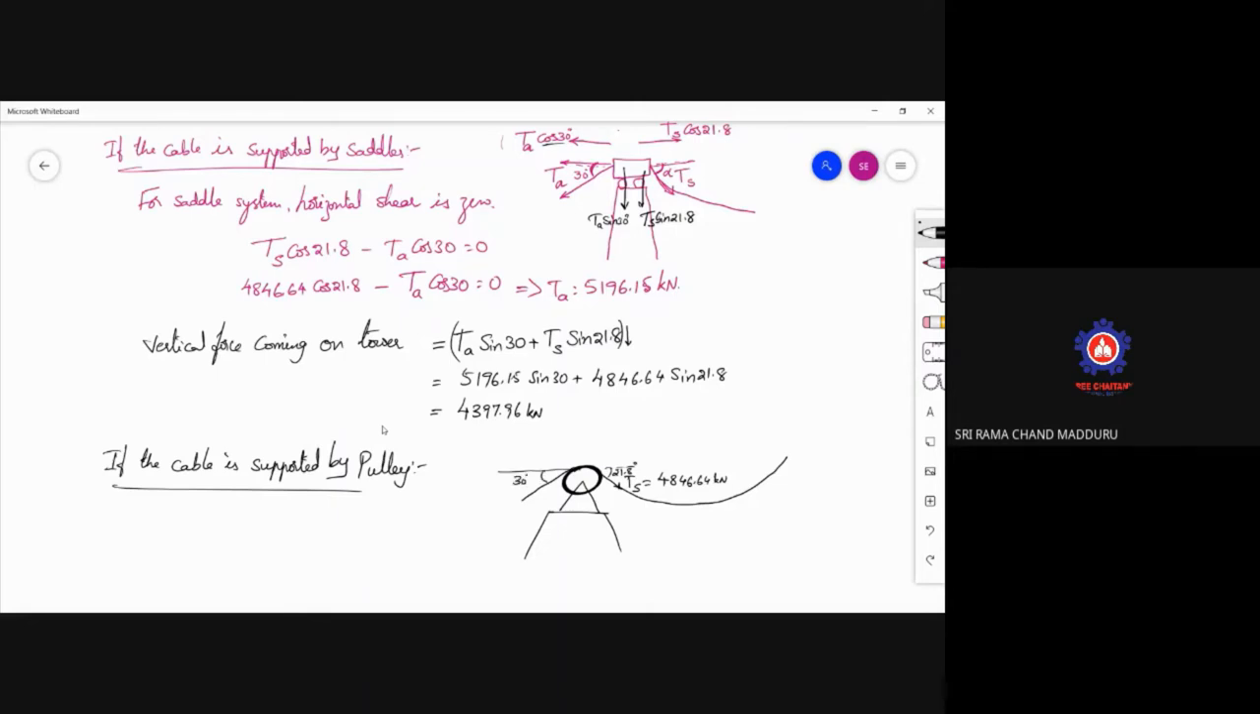Now just understand what is happening. The difference between the saddle and the pulley is that this is a frictionless pulley, and here the same rope is considered as backstay. So whatever the tension force here, the same tension force will be there here. So this is TS only. So TA will become TS. Tension in backstay is equal to tension in suspension cable.